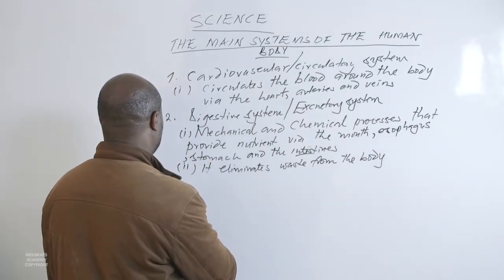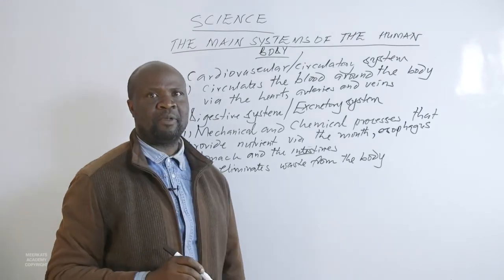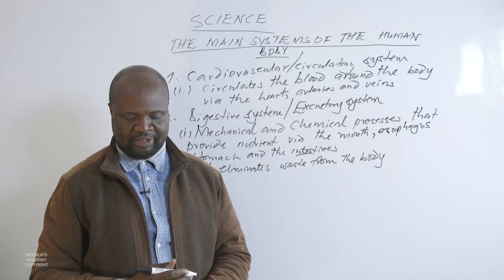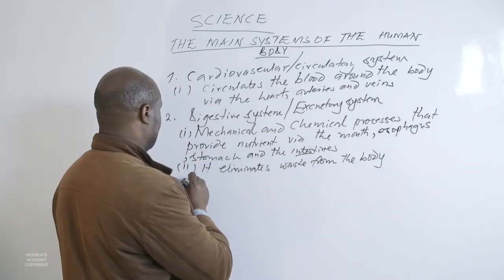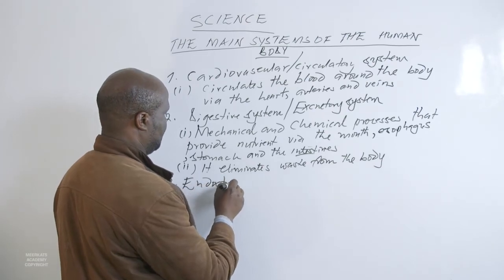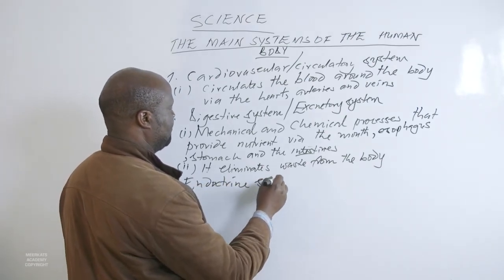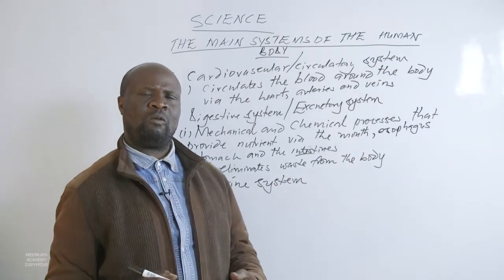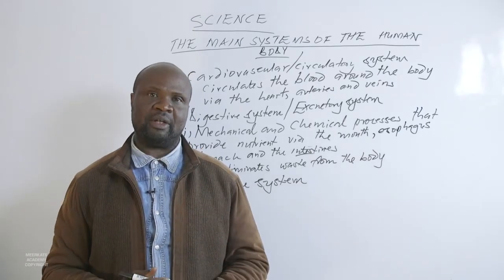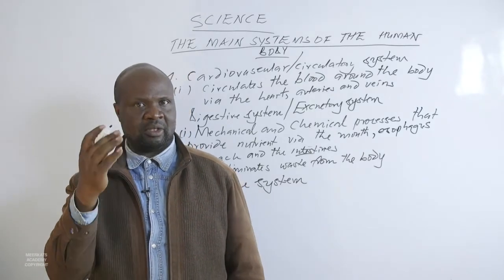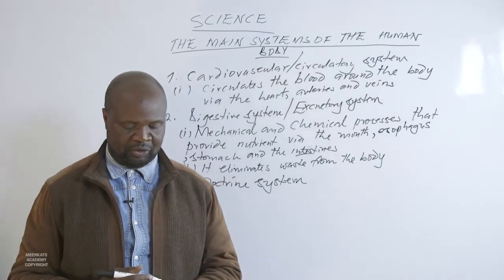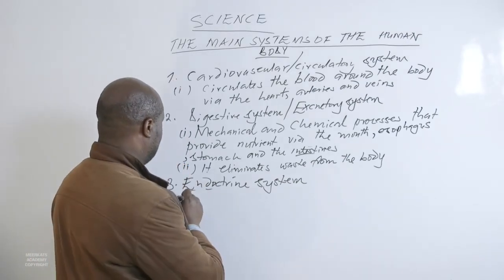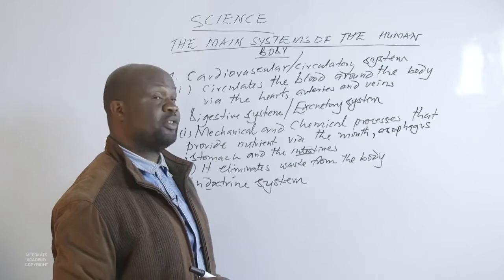Then we can go to the third system located within the human body, and this one is the endocrine system. The endocrine system has an important role within the body of a human being. What about this endocrine system? What are its functions specifically? We can check what it does.